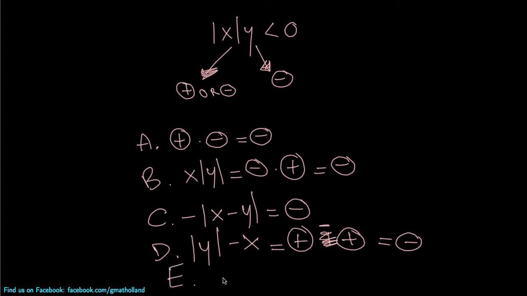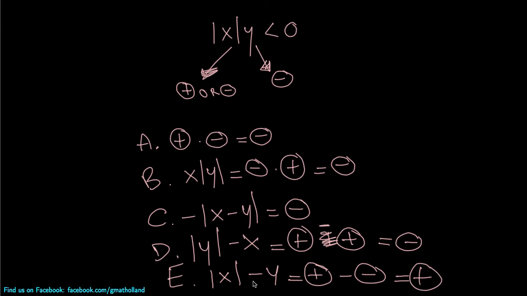Then the final option is E. It tells you the absolute value of x minus y, which is a positive number, because the absolute value of x is a positive number, minus y, and y is negative, so minus a negative number. And you know that if you subtract a negative number, you actually add the positive equivalent. So it's a positive number plus a positive number, which is definitely positive. So the absolute value of x minus y must be positive, so your answer is E.